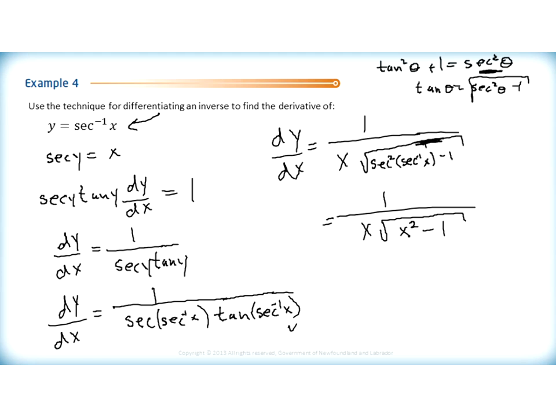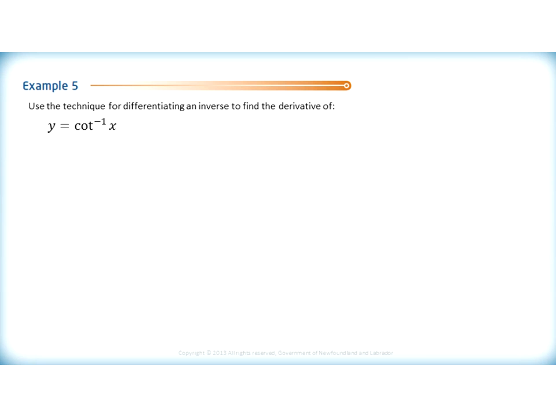So in this case, we get 1 over x outside of the square root of x squared minus 1. All right? So let's jump to the next page. And this is example 5, so I'm going to leave one for you to do. So let's see if we can work this one through as well.